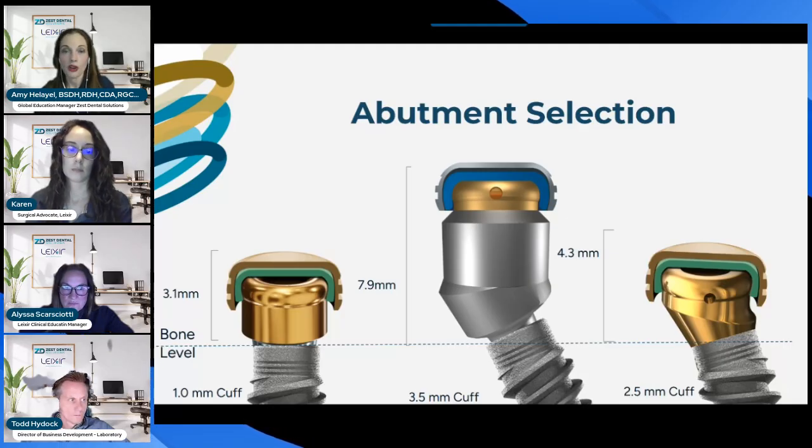And at Zest, we've just recently come out with an angled abutment. We are very, very pleased to announce our locator angled abutment that has come out within the last year. And we've been asked time and time again, we need an angled abutment.